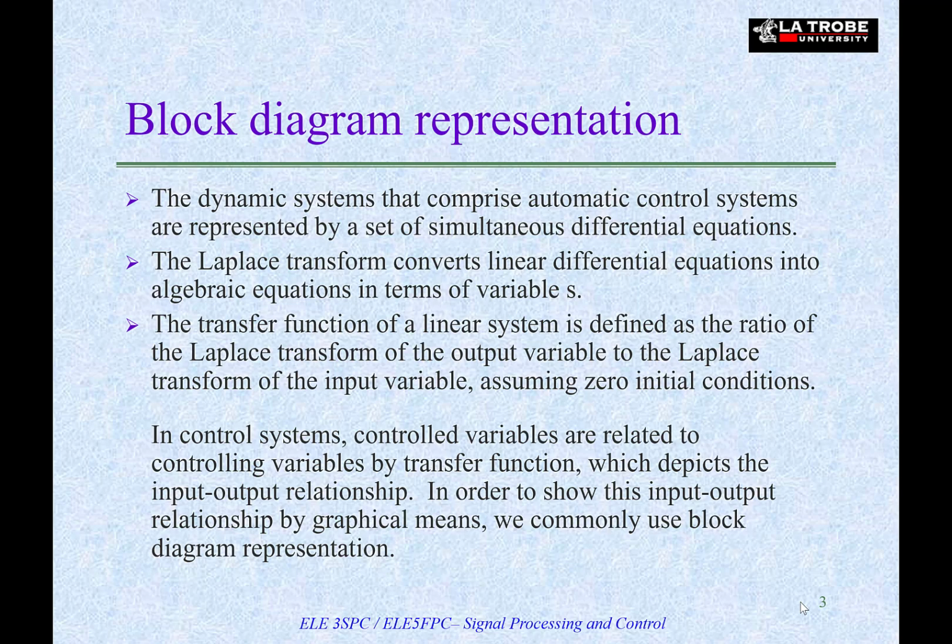For control systems, the input variable and the output variable are related by transfer function. And this relationship we know is called the input-output relationship. In order to show this input-output relationship in a graphical way, which is more straightforward, we commonly use block diagram or signal flow graph.